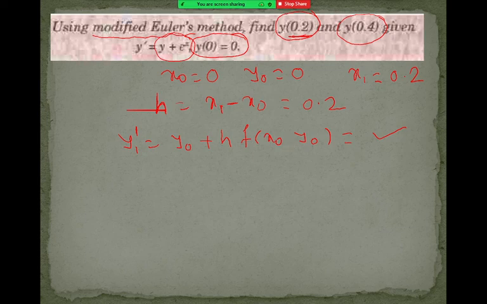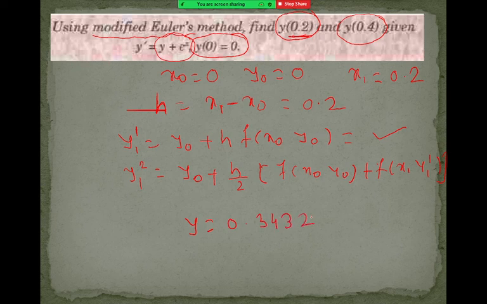Yes, sir. Okay. So using this, you have to proceed for y12 as y0 plus h by 2 times f of x0 y0, which we already saw, plus f of x1 y11, and you'll get y12 also, and so on. Suppose the last 4 decimals start repeating, then you'll get some answer, say y equal to 0.3432, something like that. I'm just giving you this, it is not the answer. Suppose this is the value of y you will get after 3 or 4 iterations at x equal to 0.2.